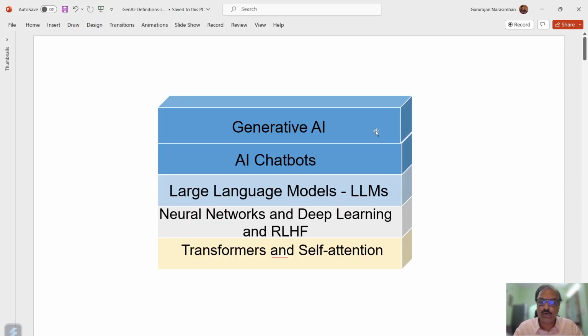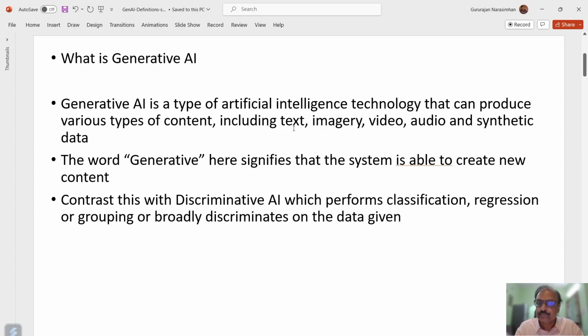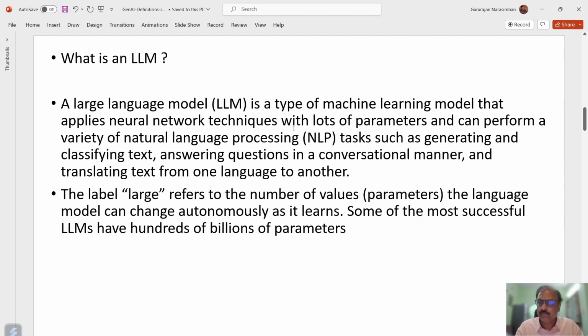So we saw what generative AI is. Then we saw what an AI chatbot is. So what is the technology behind AI chatbots? How do AI chatbots actually work? The technology is the machine learning technology of large language models. So, an LLM is a machine learning model that applies neural network techniques with a lot of parameters.